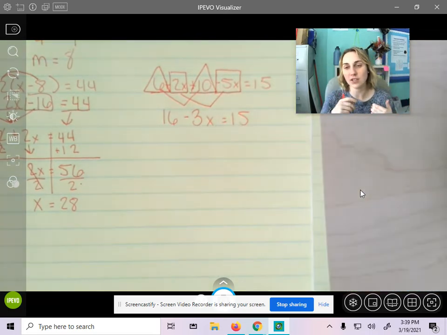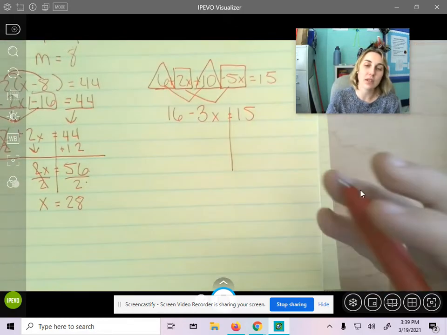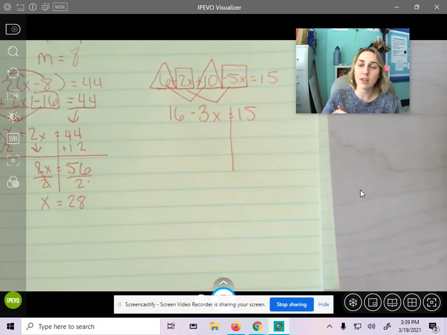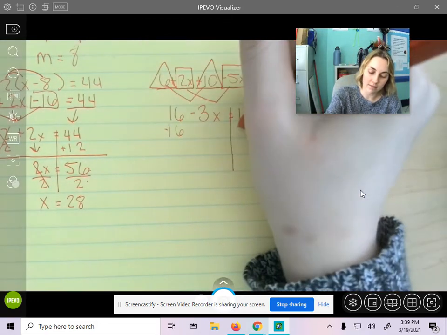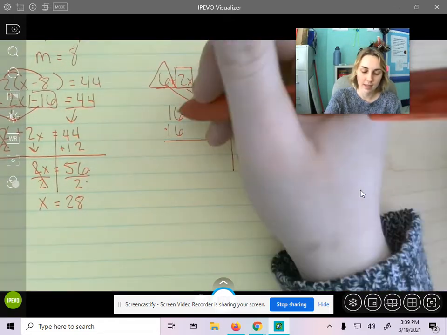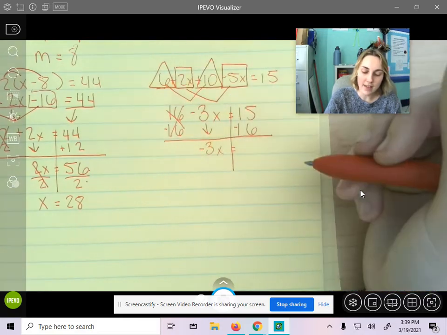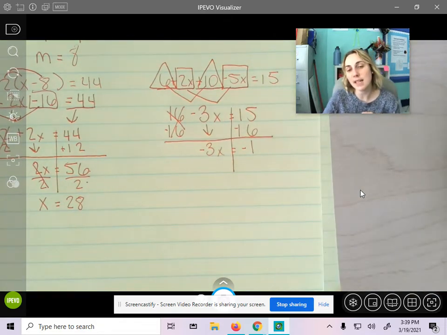And now I can solve my two-step equation. So the two-step equation says I have to get rid of my constant first. Well, my constant here is going to be this positive 16. So I have to use the opposite of positive 16, which is -16. And I have to do that on both sides. So these cancel out, they're opposites, so I'll bring down this -3x, and that is going to be equal to -1. 15 minus 16 is going to leave me with a -1.